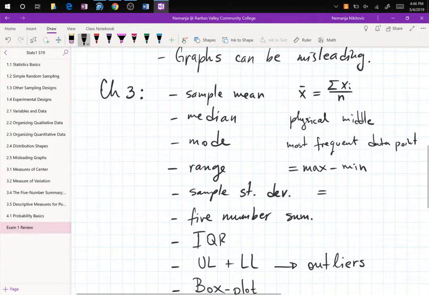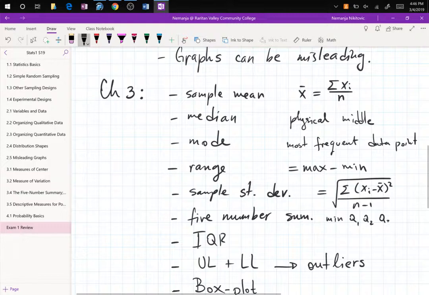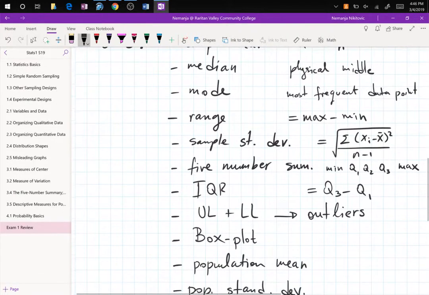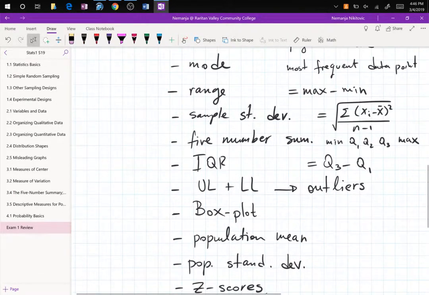Sample standard deviation was the delightful formula of the square root of summation xi minus x bar squared divided by n minus 1. 5-number summary was min, Q1, Q2, Q3, and a max. IQR formula was simply Q3 minus Q1. Upper limit and lower limit I have to write somewhere else. The box plot, that was there.